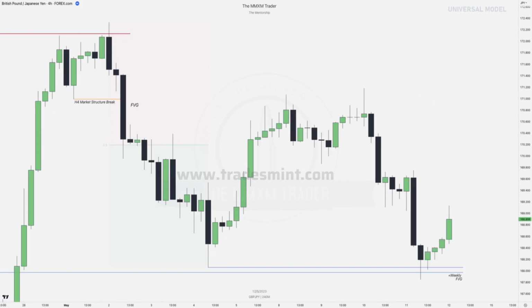Now, how does that look on an intermediate term perspective? We want to be in line with the long-term perspective, right? Our intermediate term perspective needs to go bearish too, so we need to wait for a 4-hour market structure break.